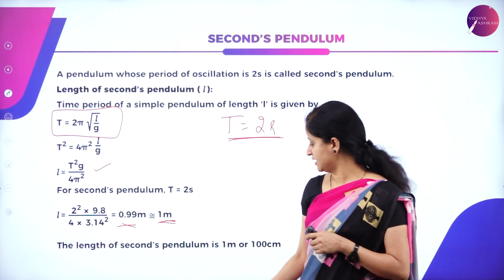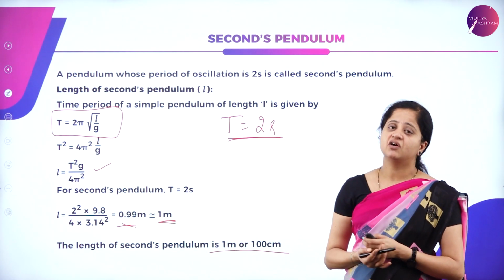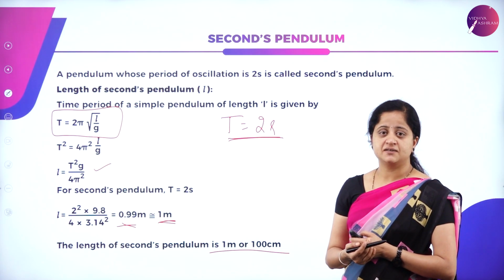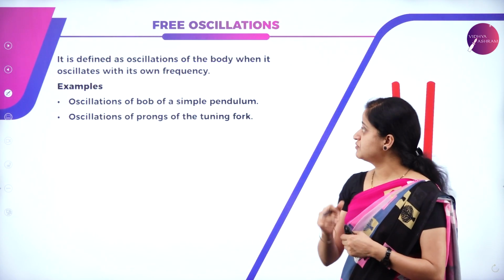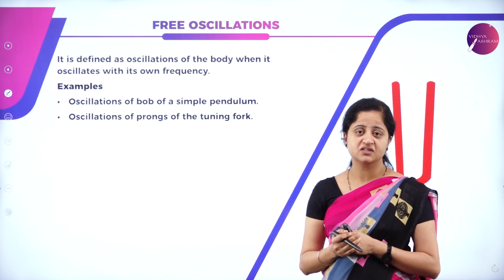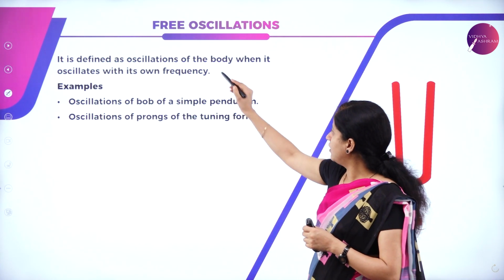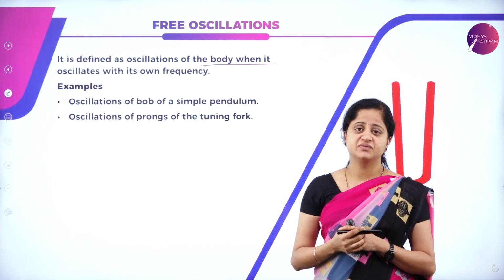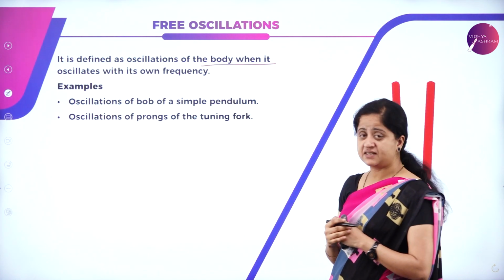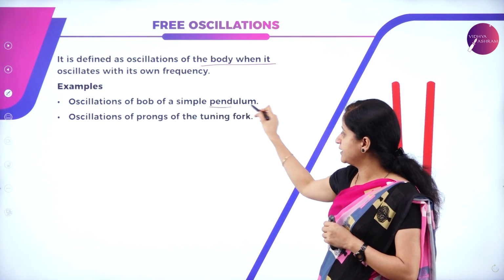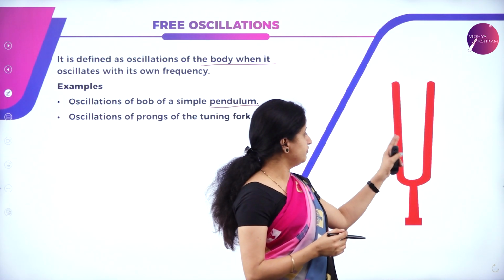So the length of seconds pendulum is 1 meter, or it can be 100 centimeter. So next let's move on to the types of oscillations. The first one is free oscillation. What do you mean by free oscillation? It is defined as the oscillation of a body when it oscillates with its own frequency. For example, oscillation of bob of simple pendulum, the oscillation of prongs of tuning fork.